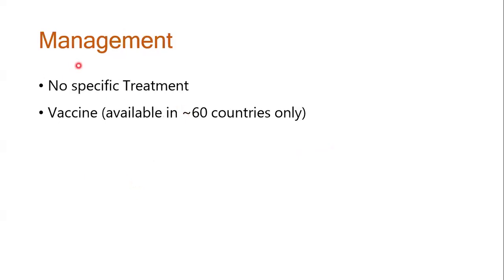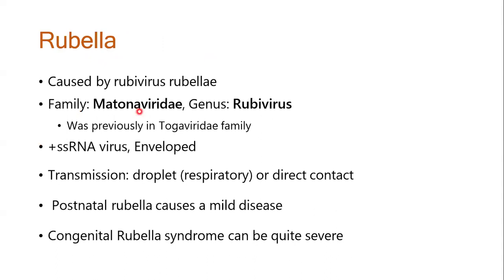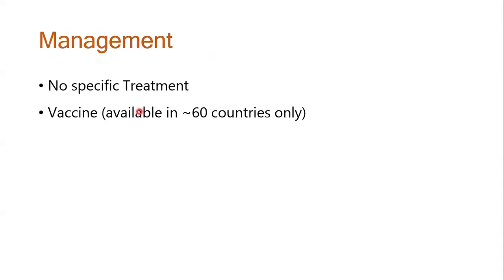Management, no specific treatment. So there's no specific antiviral that we have for mumps. And management is usually vaccination. So it's available in 60 countries only. Then, before we go to rubella, you can have protective measures where you have to cover your mouth when you want to cough and things like that. Remember how we used to do for COVID? Isolation, the same way, because it is spread via respiratory droplets.